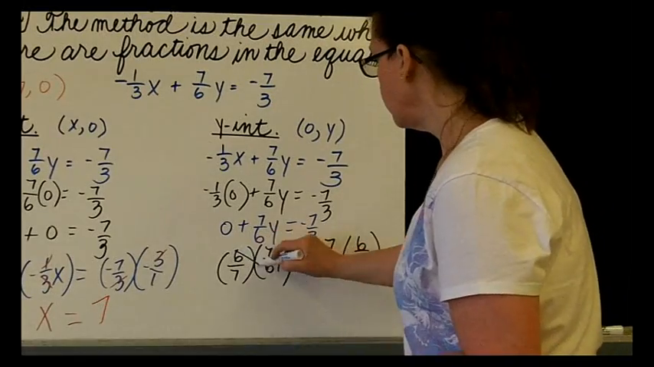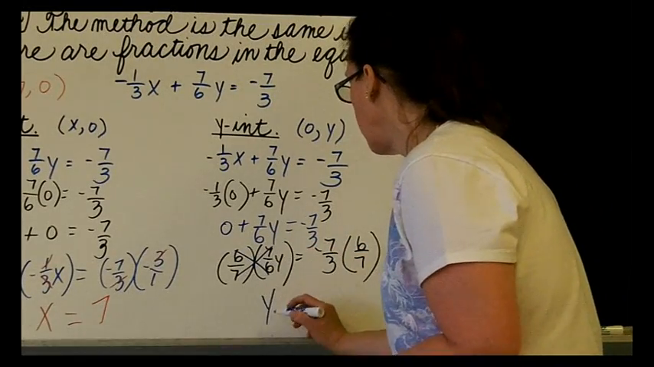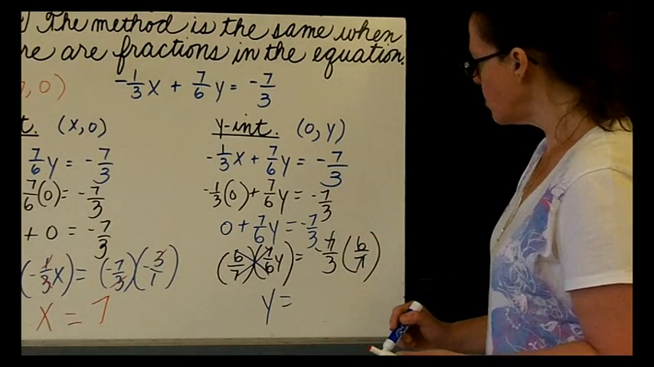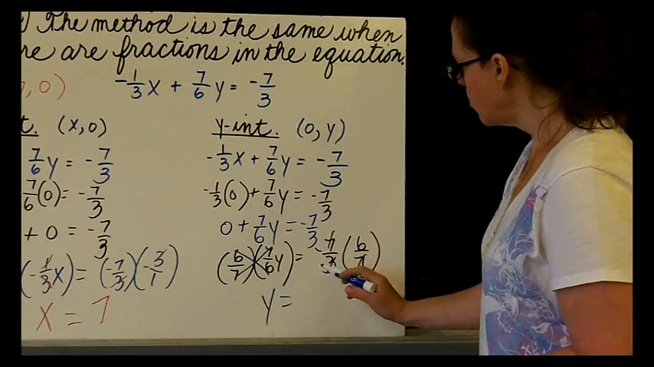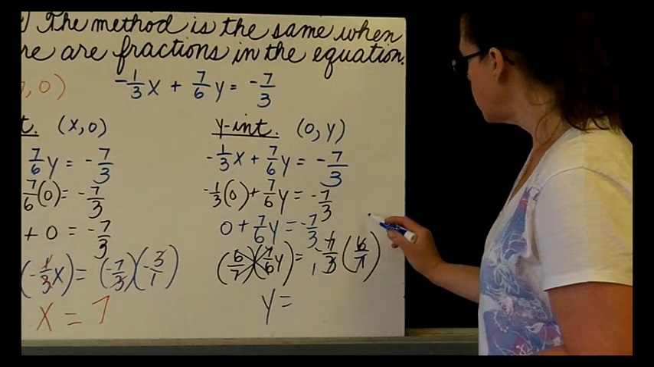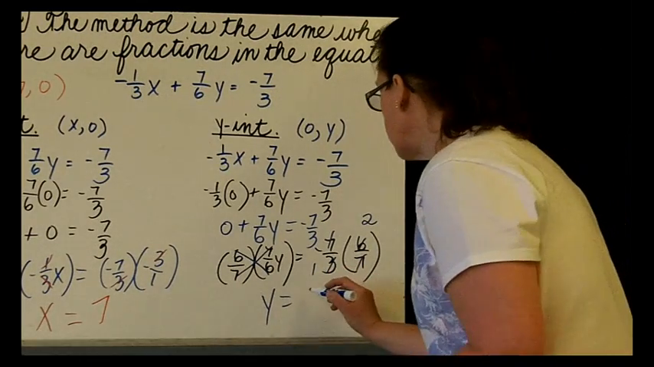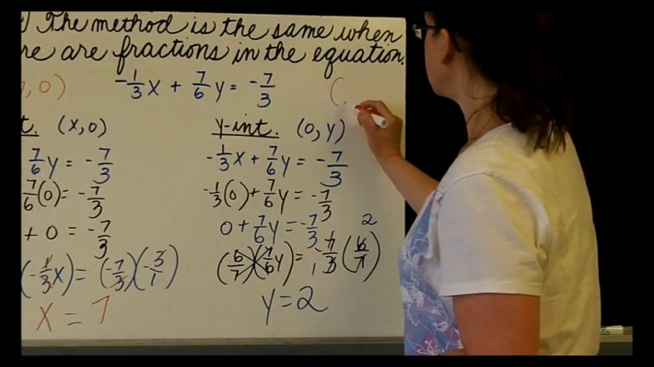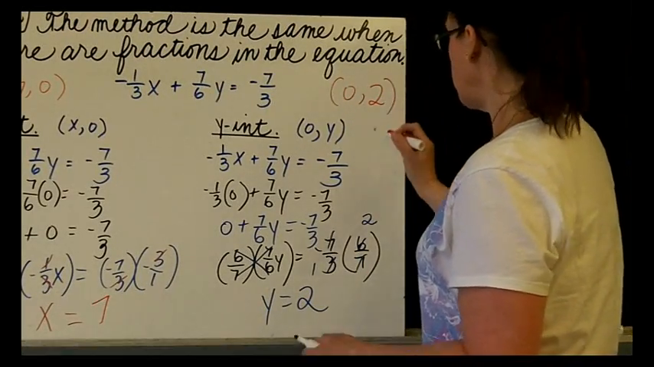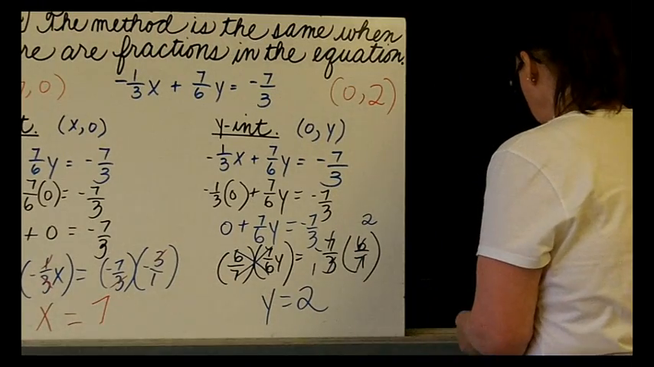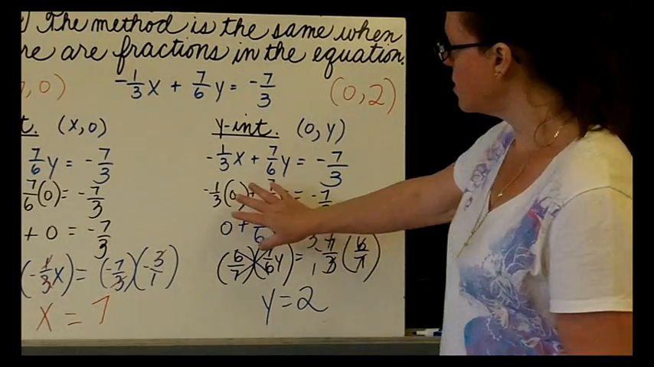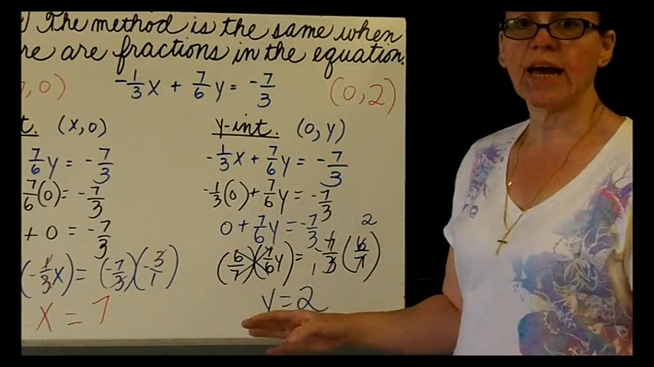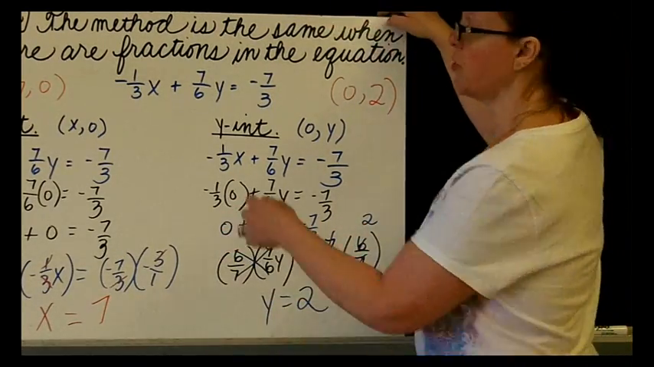When we do, these cancel each other out. We get y equals. Here the 7s cross-simplify to 1s. The 3 goes into itself once, it goes into 6 twice. So here y equals 2, and the y-intercept is 0, 2. So except for that added step of multiplying by the reciprocal, dealing with fractions is exactly the same way. Decimals too.